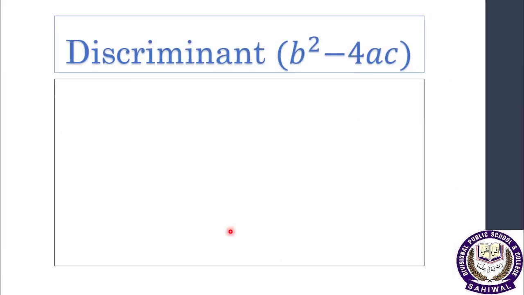The nature of the roots of the quadratic equations is described by using the discriminant. Discriminant is an expression, b square minus 4ac. In this expression, we put the values of b, a and c from the quadratic equation and get some information. This information helps us to analyze the nature of the roots.